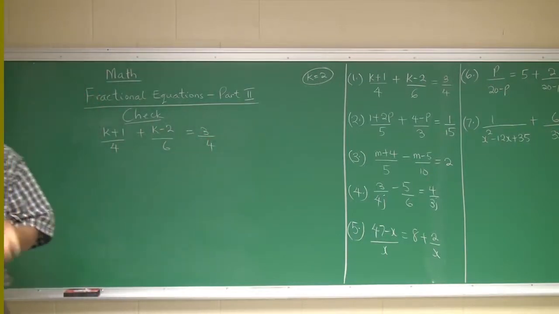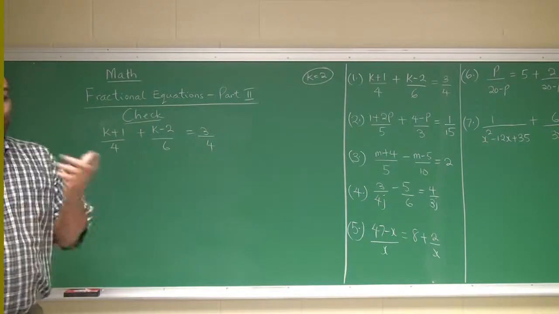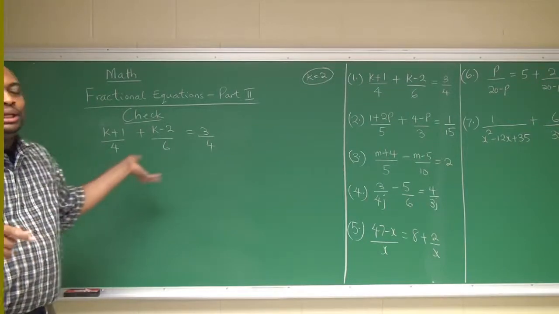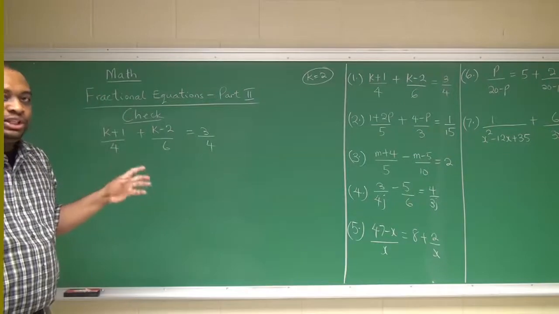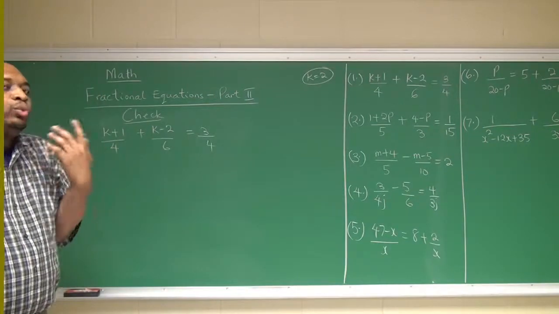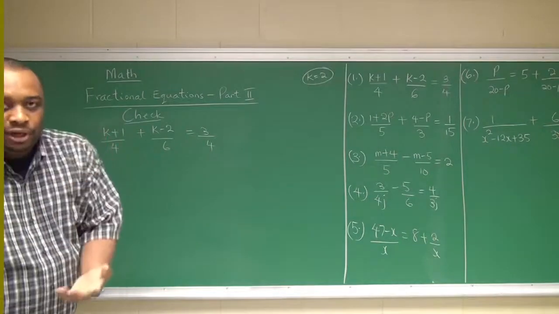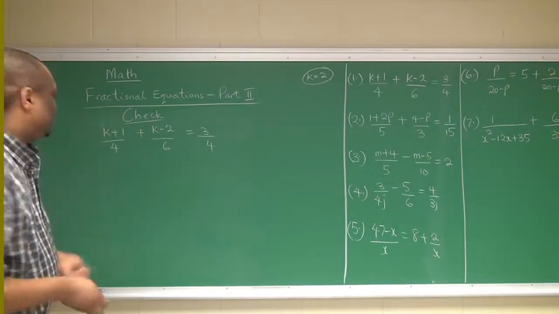Remember, we should always check with the main question, okay? We do not check with the modified question. We cannot check using the equation whereby we don't have any fraction. Why? Because we don't know whether the modified question is even correct. We do not know. So we've got to check with the main question.